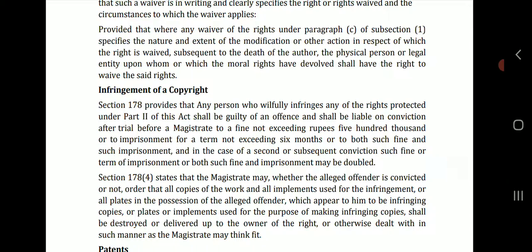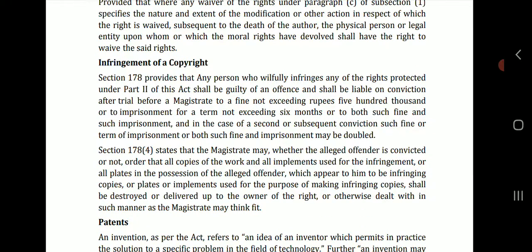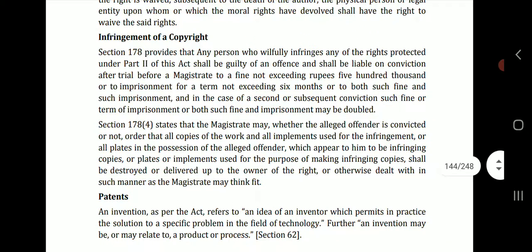So infringement, section 178 says that whoever willfully infringes any rights protected under part 2 shall be guilty of an offence, and shall be liable on conviction after trial before a magistrate to a fine not exceeding 500,000 or to imprisonment for a term not exceeding 6 months, or both such fine and imprisonment. In the case of a second or subsequent conviction, such fine or term of imprisonment or both may be doubled. Exactly.